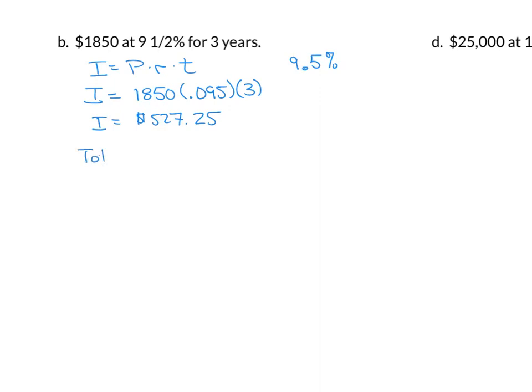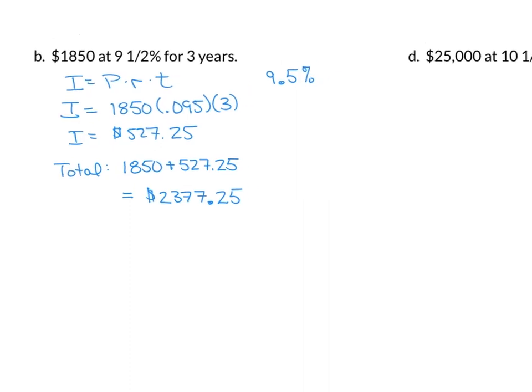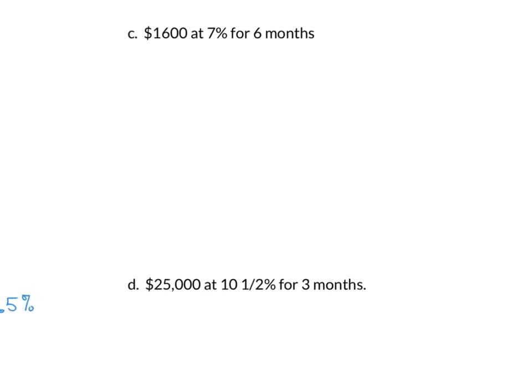For our total, we are going to add this back onto my original loan amount. And I get $2,377.25. Okay, so those are some basic problems. Let's look at some that are just a little bit more challenging.